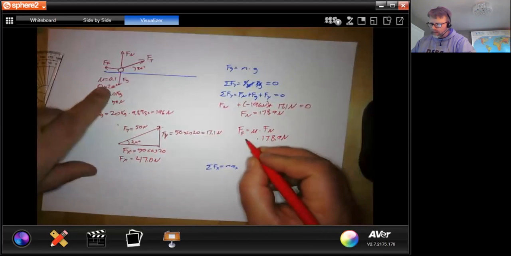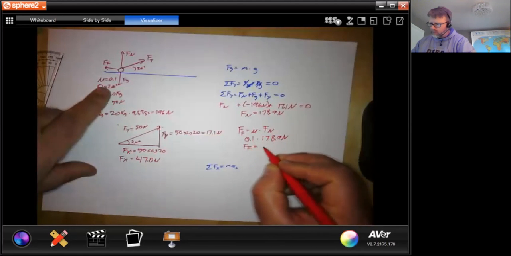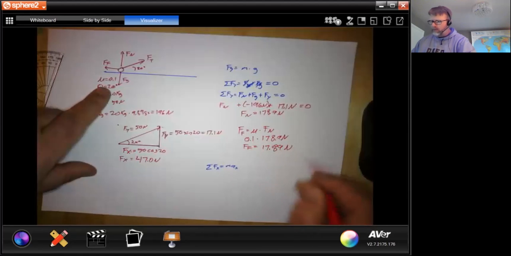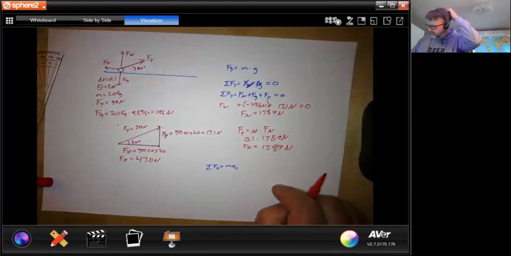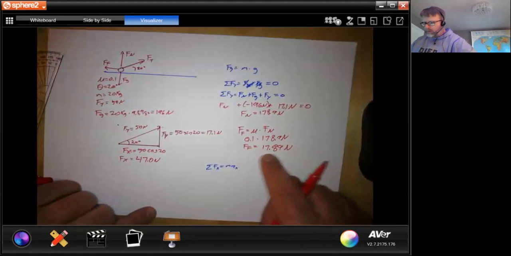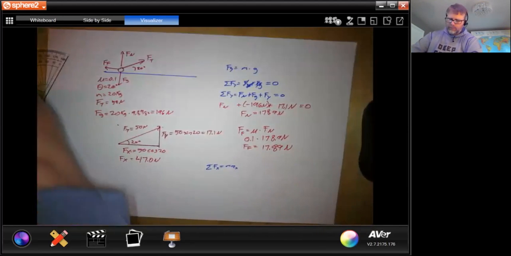And we had 0.1. So our force of friction equals 17.89 newtons. Okay, so that should fall fairly close to what we had last time. We had 18.4 on the other one. So now we have the force of friction, and now we can do our final step down here.